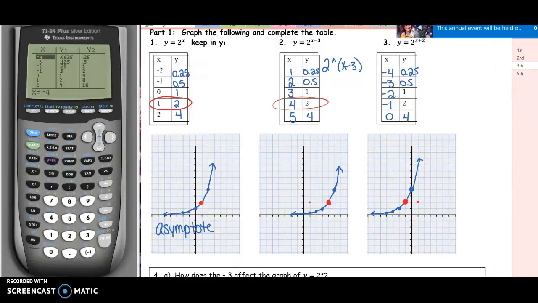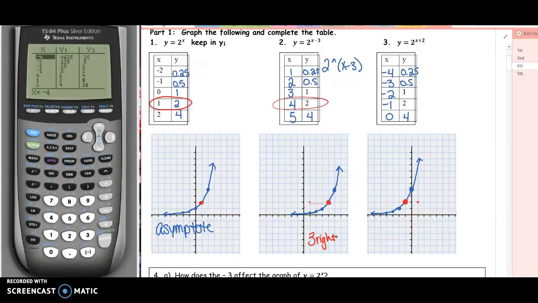So you might notice that I put a red dot. That red dot is where the point 1, 2 was on the original graph. So I put the point 1, 2 in red on all 3 of them because I want you to see that point as a reference point. So what do you notice about number 2? How did this graph move? How did it change? Moved 3 to the right.